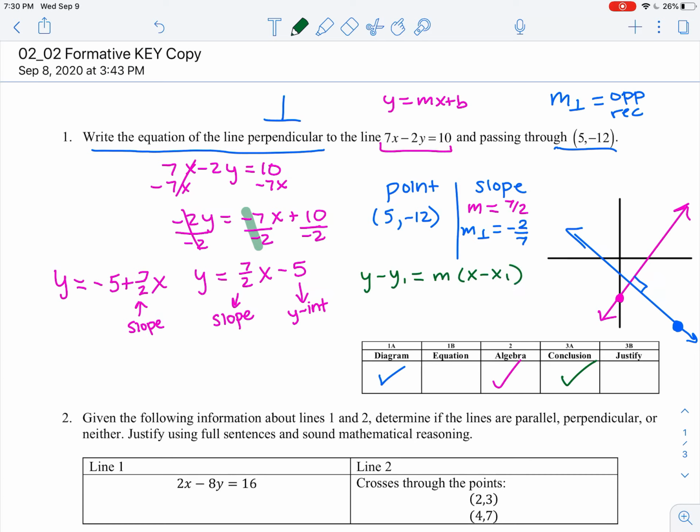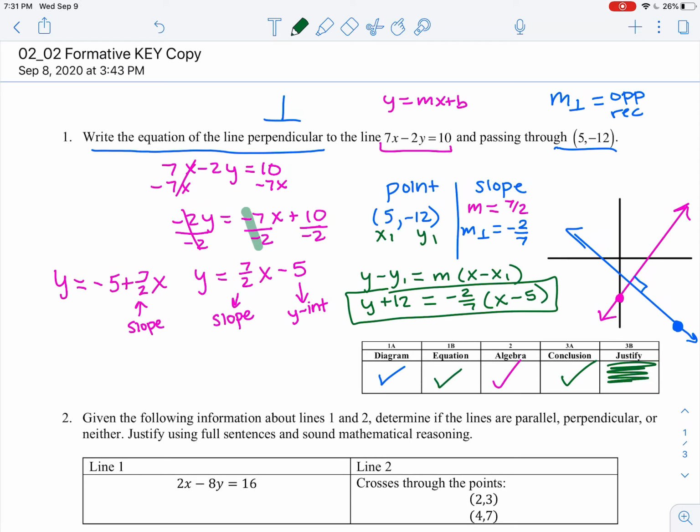Okay, so my point, here it is, x1, y1. So I have y minus negative 12, so that's plus. I have my slope that I found is -2/7. And then my x1 is 5. So here is my equation. That's the last step, is I had to find that equation. There was no justify on this problem.